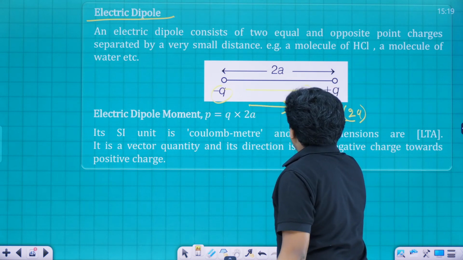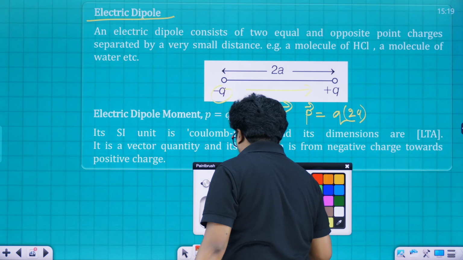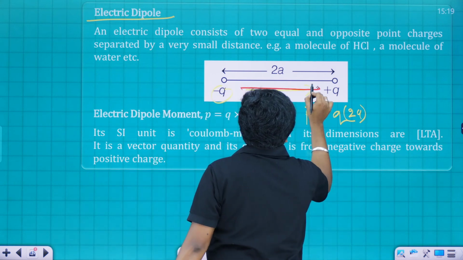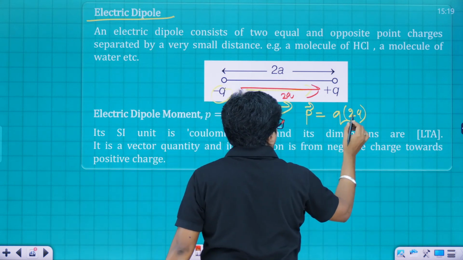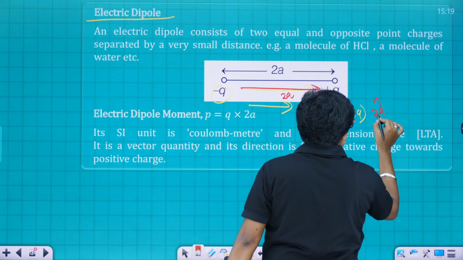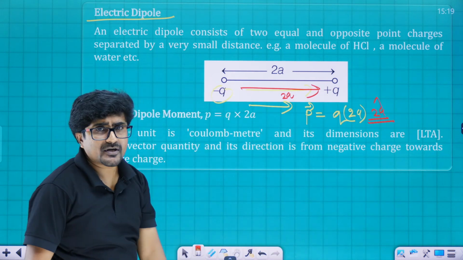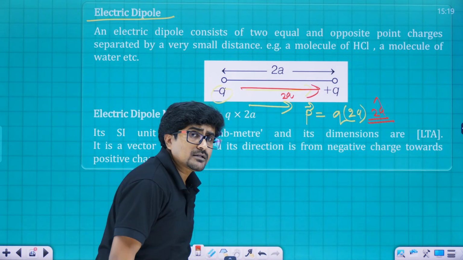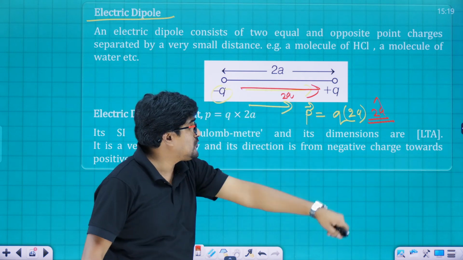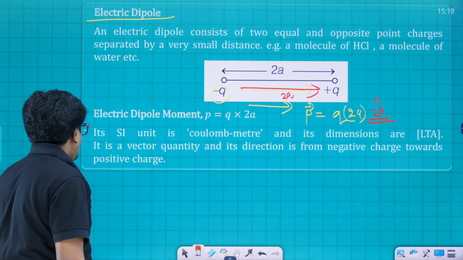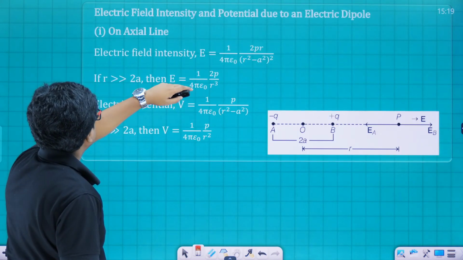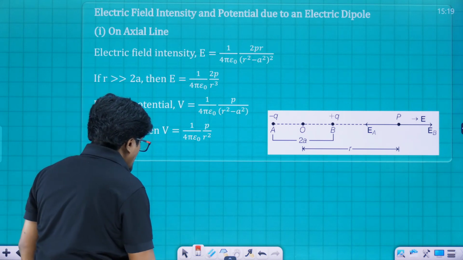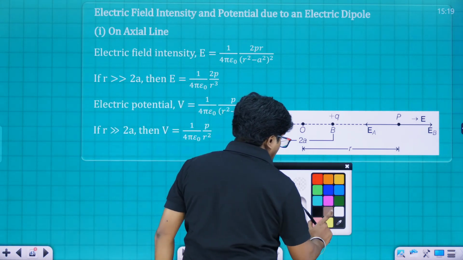And if I can mark this as 2a already, fine, this is going to be 2a cap. Distance of separation, that means I just want to mark the direction that's going to be from negative towards the positive. All right, fine. Next is electric field intensity and electric potential due to an electric dipole.